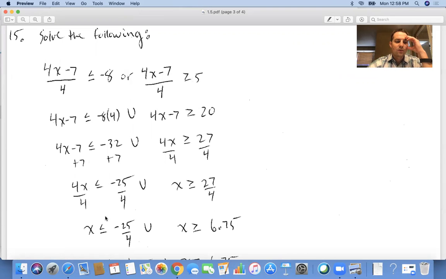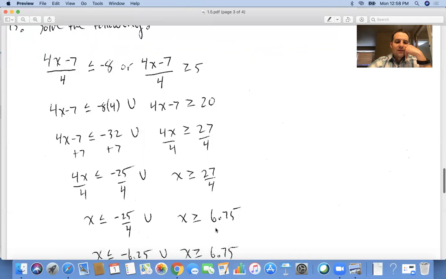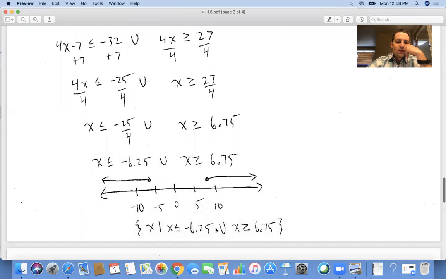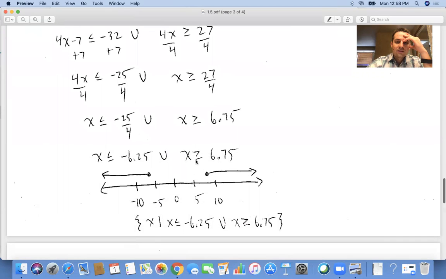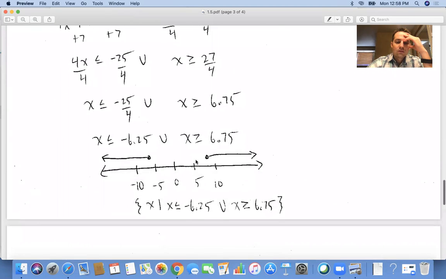So you want to divide by 4, so this is half your answer. To find the other half, again, multiply both sides by 4, you get 20 here. Add 7 to both sides to get 27. Divide by 4, and you get 6.75. So these two are going in opposite directions. It's an OR inequality. Notice this is a closed circle because it's less than or equal to. This is a closed circle because it's greater than or equal to. So that's your answer for number 15.